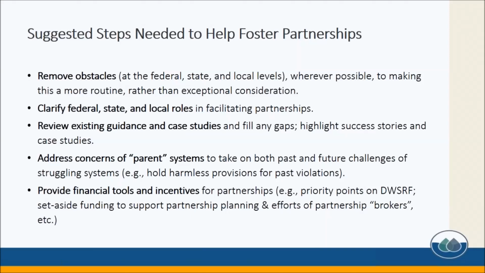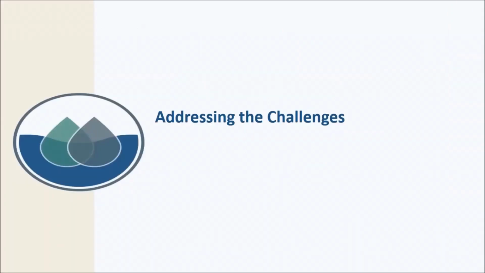There was also a suggestion that we address some of the concerns of the parent systems, those systems who are taking on some of the struggling systems: a suggestion of a hold harmless provision for past violations, so that there's some level of reprieve if they're going to take on a struggling system and it takes them a while to bring them up to speed and back into compliance. There was also a pretty strong request that we provide some financial tools and incentives for partnerships. Maybe it's priority points on an SRF application, or that we even set up a separate fund to help fund some of these partnership activities.